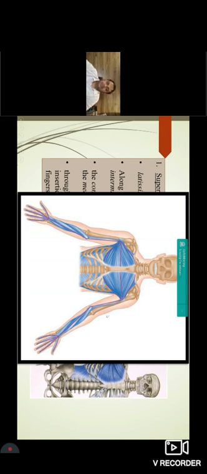Can somebody say the condition that we see in today's world based on this, the myofascial superficial front arm line? Correct.